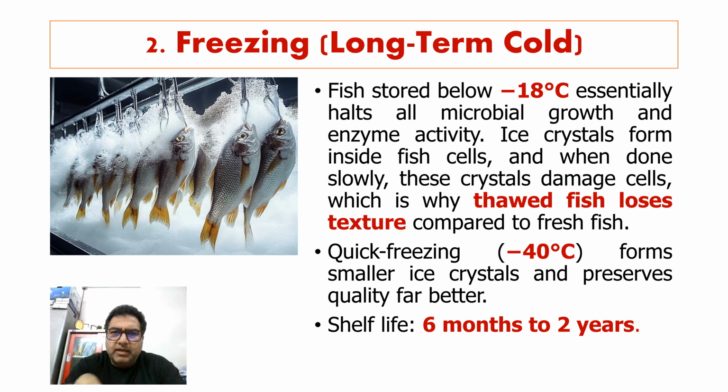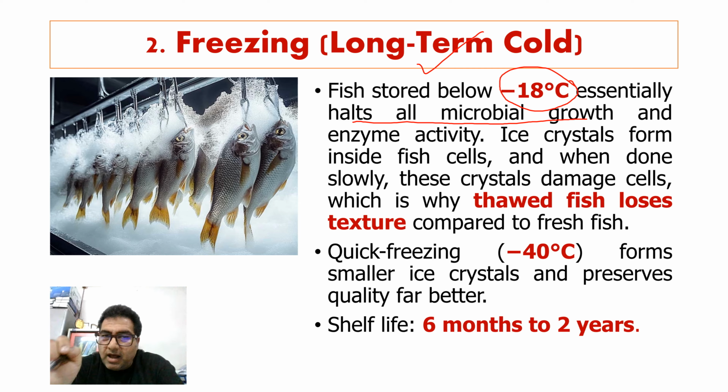But in the second case, that is freezing, it is a long term cold, wherein fish are stored at minus 18 degrees centigrade. It essentially halts all microbial growth and enzyme activity. So what happens in this case? Ice crystals form inside the fish cells, and when done slowly, these crystals damage cells.